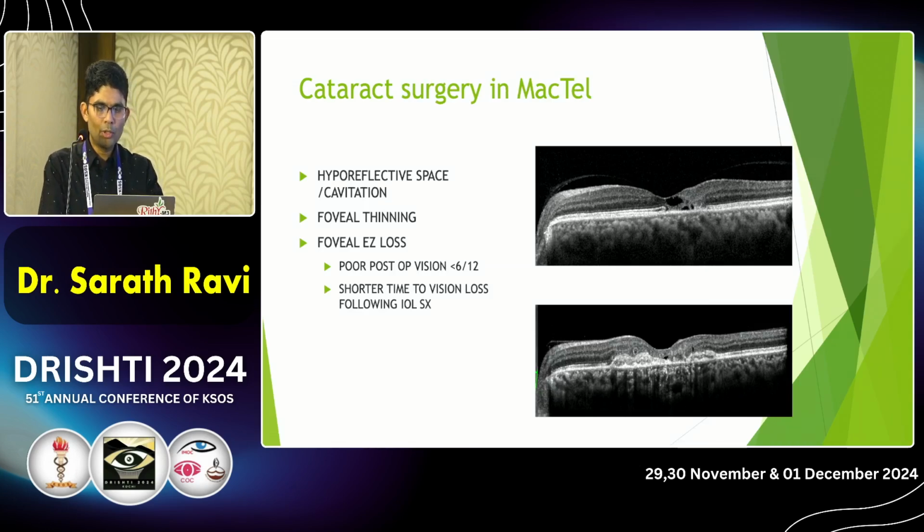And some of your cataract surgery patients may have such a pathology in the macula where you find cavitations in the inner or the outer retina, or a foveal loss of ellipsoid zone and thinning of the fovea. And these patients with the foveal loss of ellipsoid zone have a final post-op visual acuity less than 6/12. And these are the patients who have an early loss of vision following the surgery also because of disease progression, rather than the cataract surgery having anything to do with the progression.